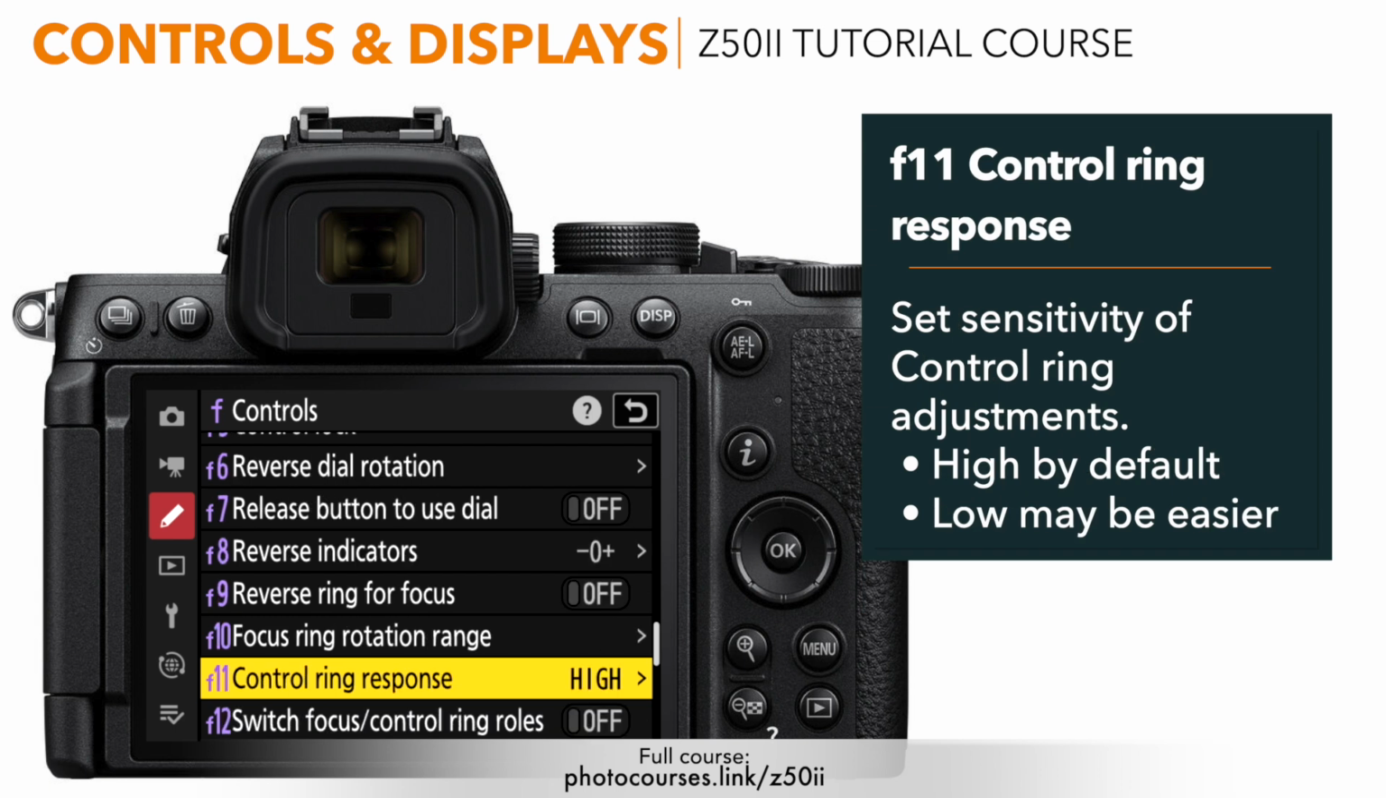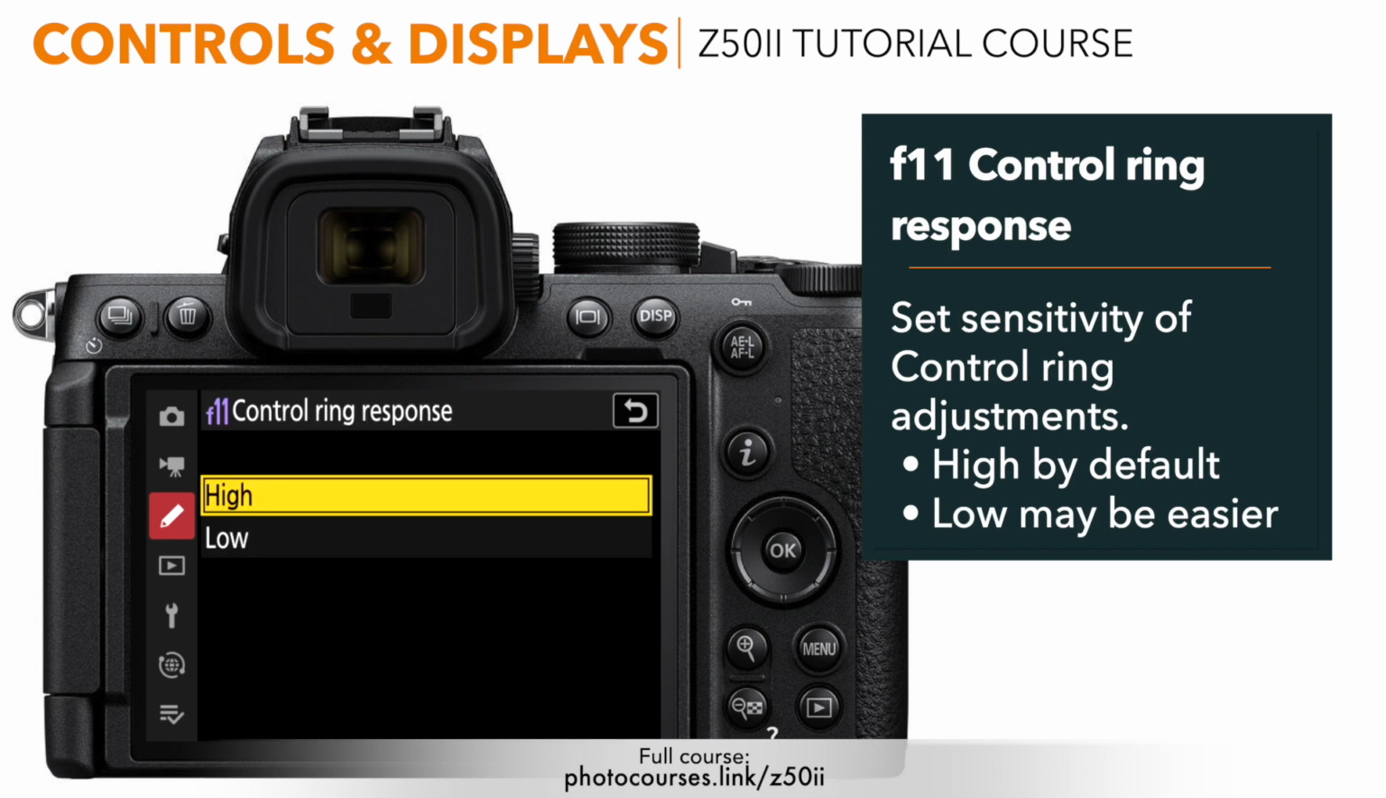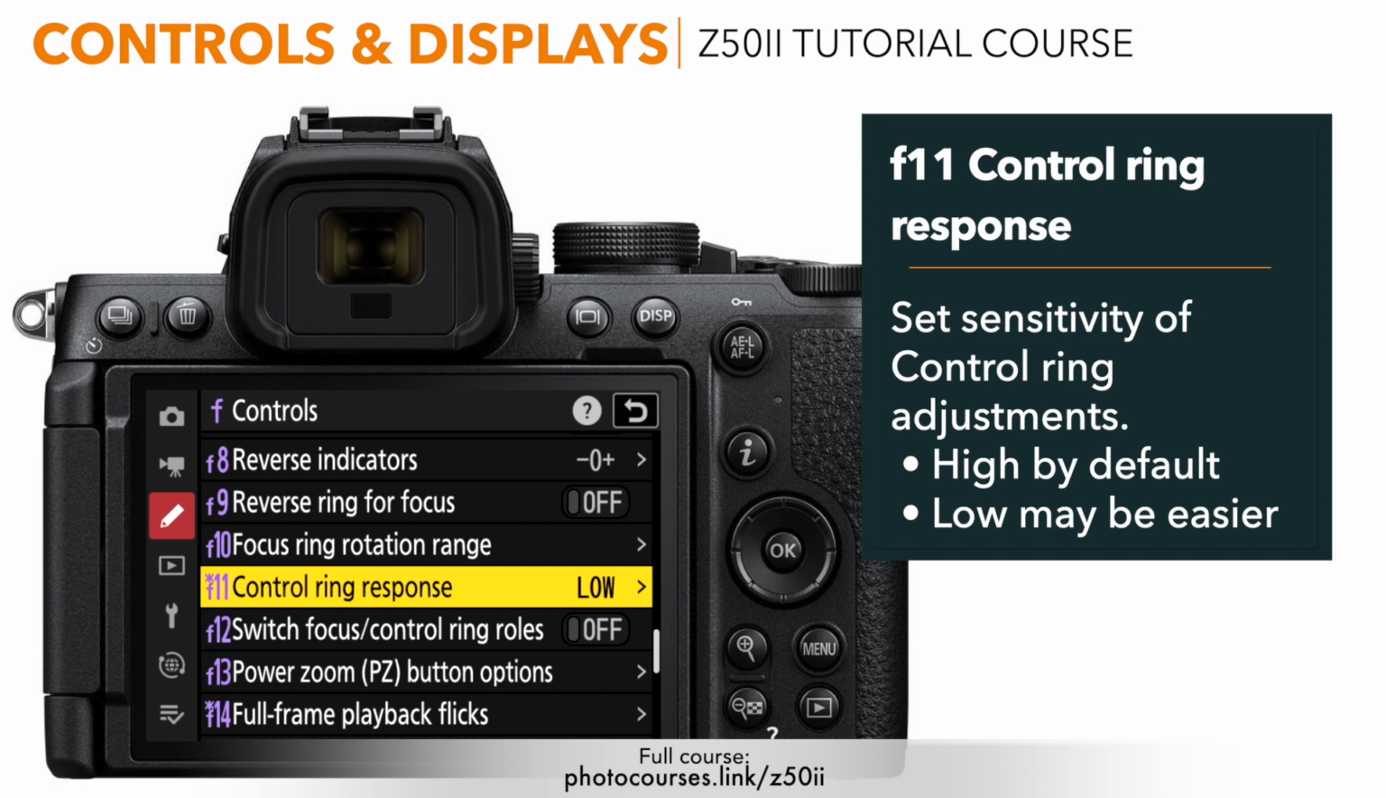F11, control ring response. That's for lenses that have a control ring. It's set to high by default, which I find makes the control ring a little too touchy, way too responsive for me to adjust the function that I have assigned to it, which is aperture. It changes my aperture way too fast when I rotate that control ring, so I set this to low.